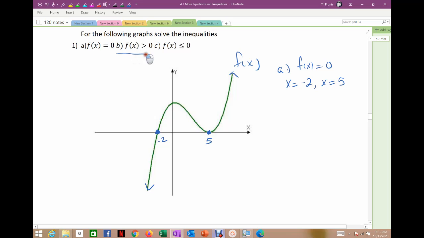And so then I solve for the other inequality. Part B is asking for when it's positive, f of x greater than 0. We're looking for when it's positive, which means it's above the x-axis.